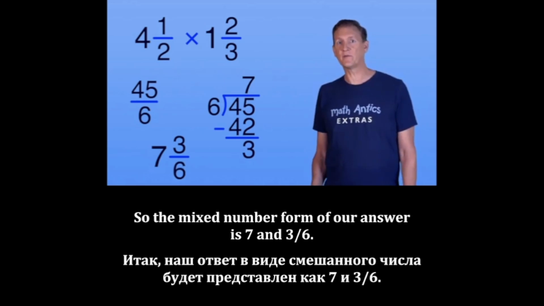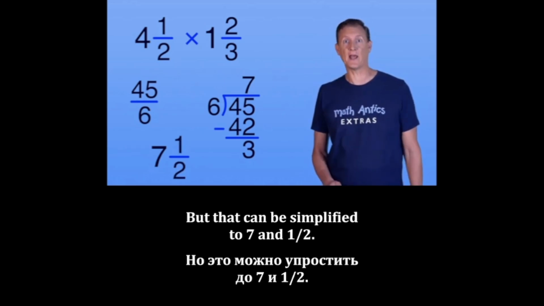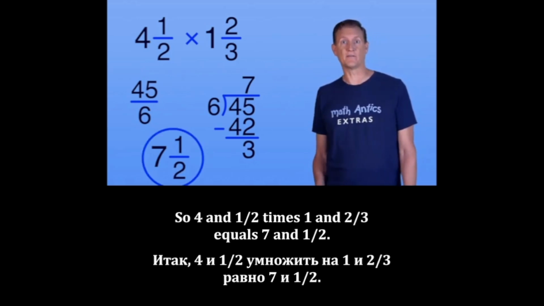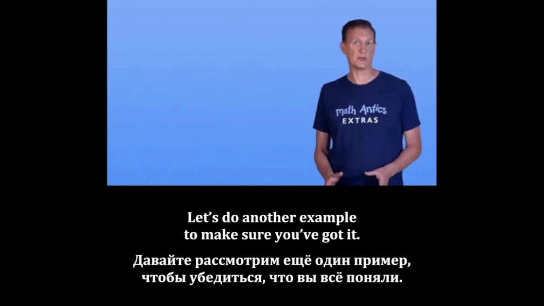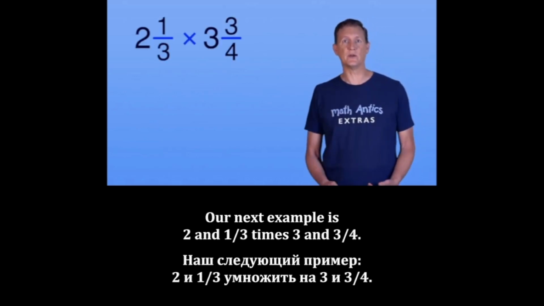So the mixed number form of our answer is 7 3/6, but that can be simplified to 7 1/2. So 4 1/2 times 1 2/3 equals 7 1/2. Let's do another example to make sure you've got it. Our next example is 2 1/3 times 3 3/4.